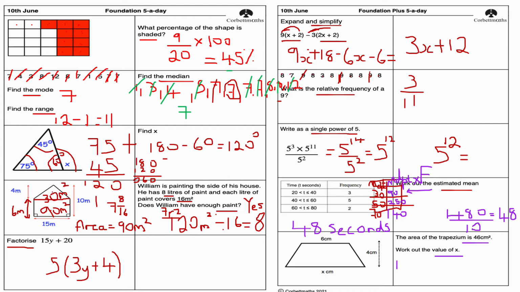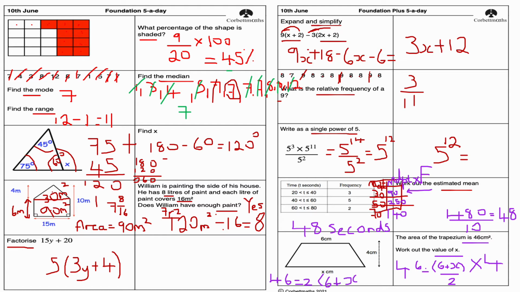So the area of a trapezium, so 46 is equal to 6 plus x, divided by 2, times by 4. So 4 divided by 2 is going to be 2, so 46 is 2 lots of 6 plus x.